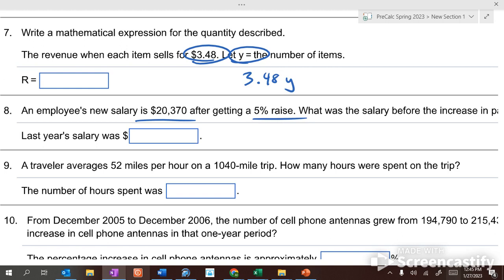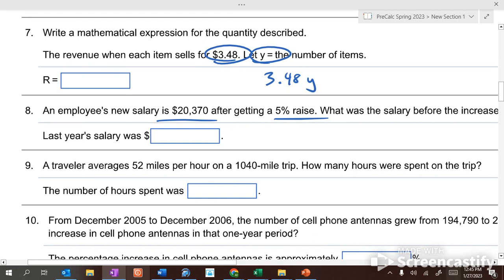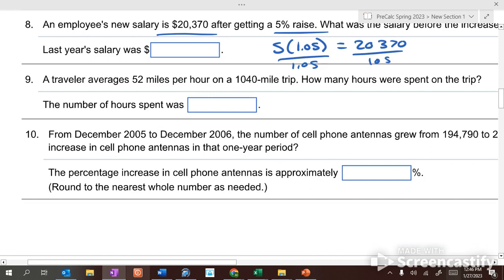Employees' new salary is this after giving them 5% raise. What was the salary before the raise? So the salary before the raise times 1.05 should equal 20,370. Okay? Because that's what you had before, and then you multiply it by 5% plus the original salary, so 1.05. So to find the original salary, we just divide by 1.05. A traveler averages 52 miles an hour on this trip. How many hours? Well, you just divide by 52.